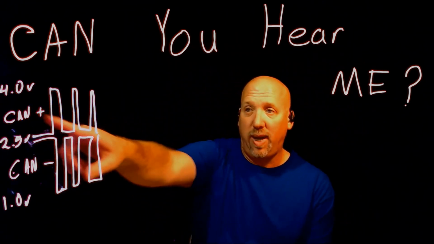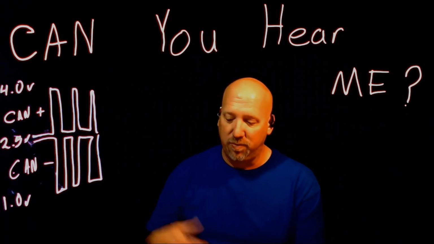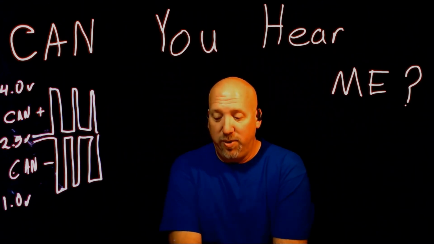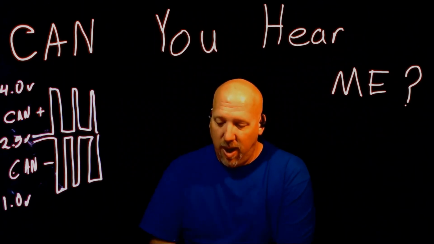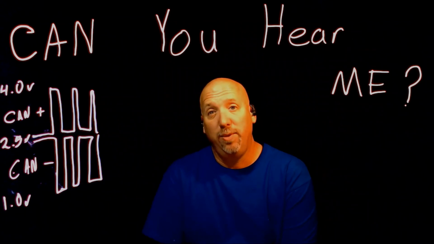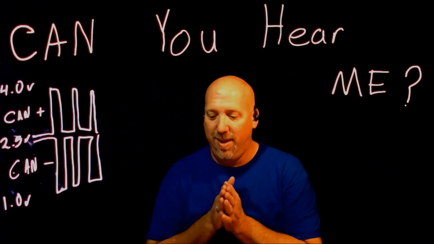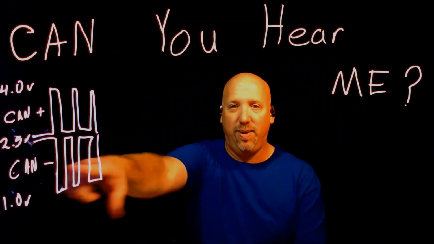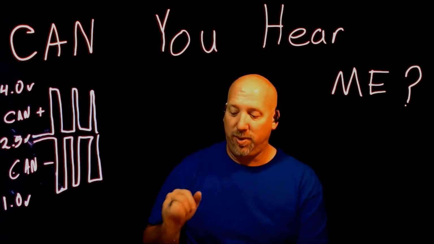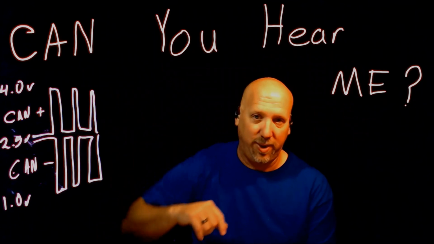A short to ground on the CAN positive prevents the modules from achieving the proper bus voltage differential needed for the modules to send a message. Therefore, this fault results in no communication. So short to voltage will kill the communication on the low circuit. Short to ground will kill it on a high circuit.